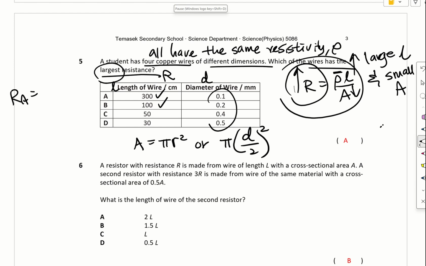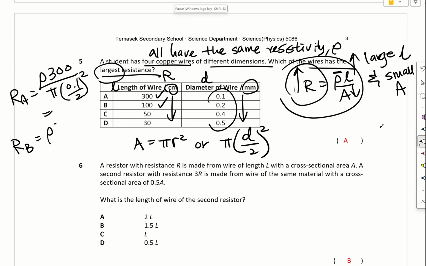So RA equals rho. I'm going to keep rho as a constant here. Length is 300. Because I'm going to compare all of them, I won't bother about the cm and the mm, since they all have the same mm and the same length units, which is cm. So the area will be pi, for A, 0.1 divided by 2 squared. I'm just going to write everything down, then later I'll press the calculator in one go.